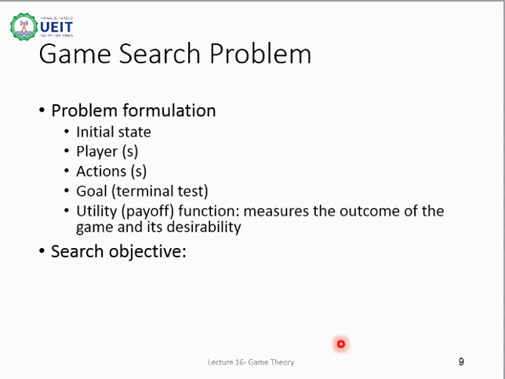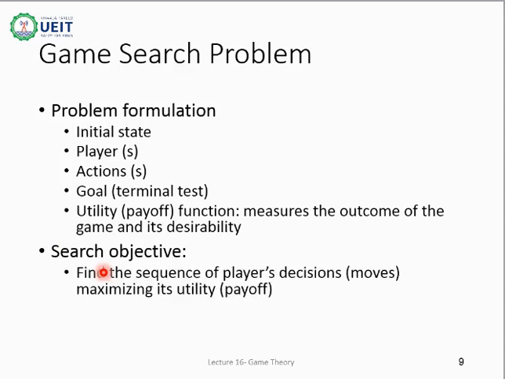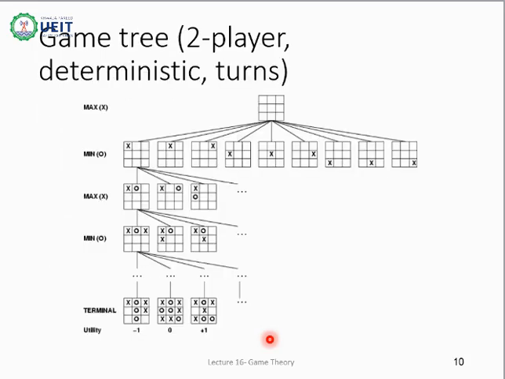Search objective states why we perform search. In games, we perform search to find what sequence of moves the player will take to win, or in other words, what sequence of moves will maximize its goodness measure, that is, utility. As opponents' moves are unpredictable, we also perform search in game theory to consider the possible moves of the opponent as well.